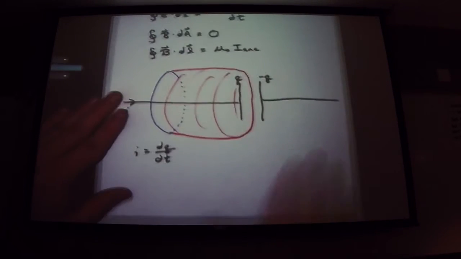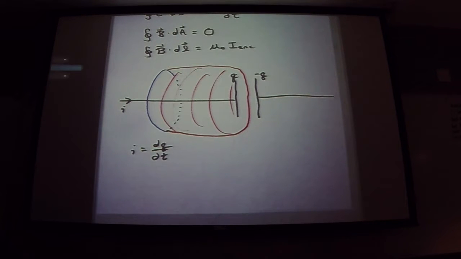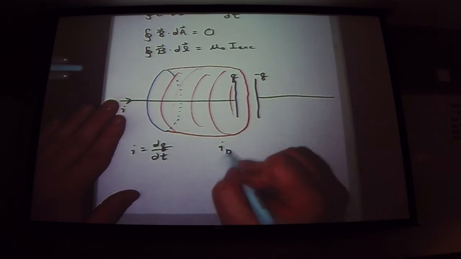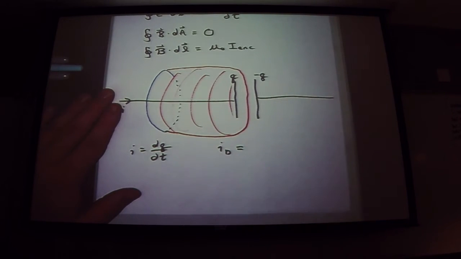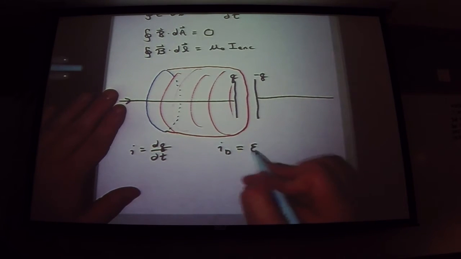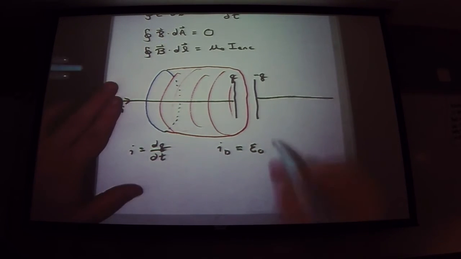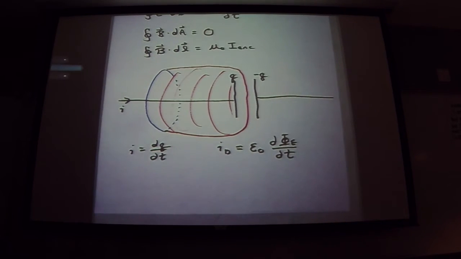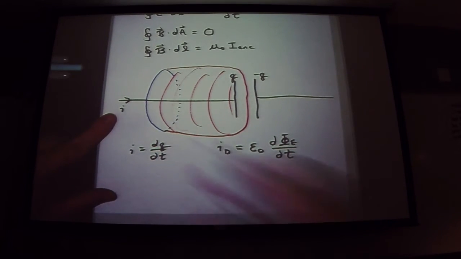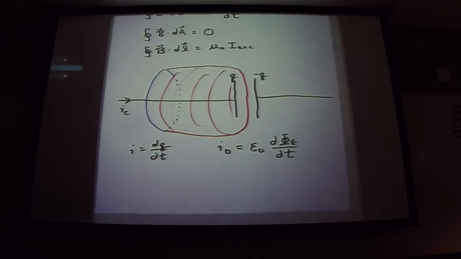All right, so what we do is we define a displacement current as being epsilon naught for a vacuum, times the change in electric flux. What's the subscript next to I? D for displacement current. And then we separate this current and we call this conduction current. Conduction current is moving charges.